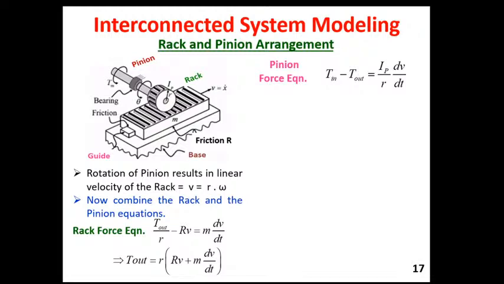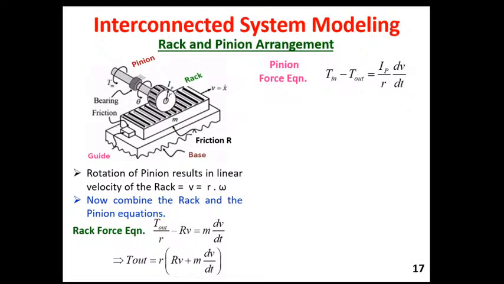The pinion and rack, both these parameters are combined. So the model has started converging. Now whatever T out we have found from the equation shown in the bottom left column, that is T out is equal to R into RV plus m dV dt. Substitute that in the equation of T out in the pinion equation.